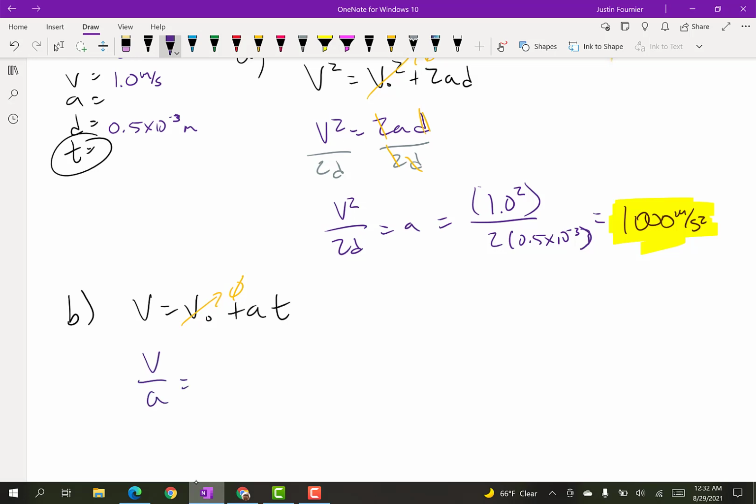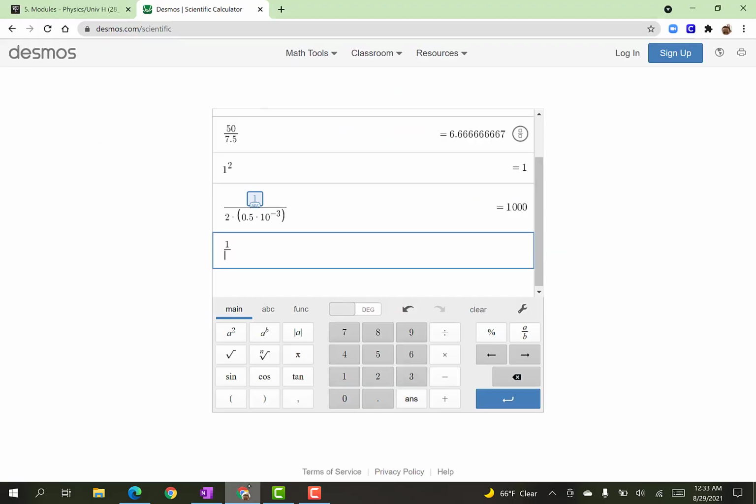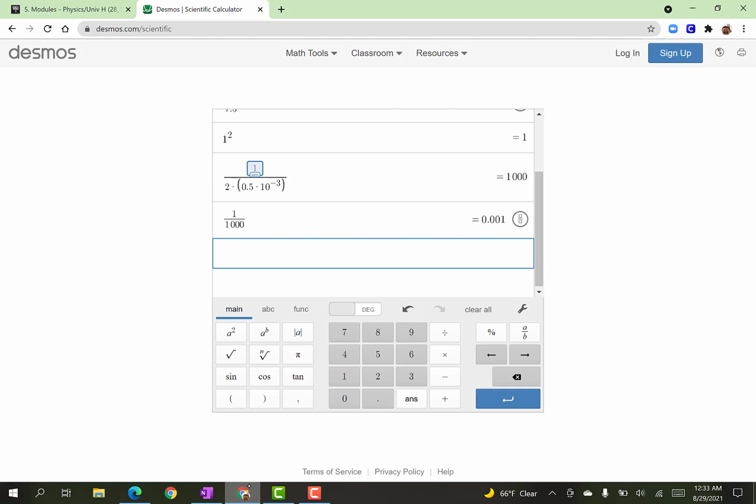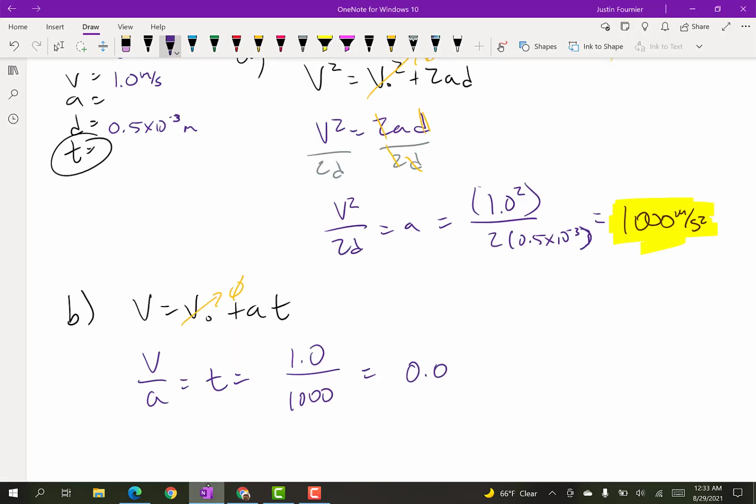So I get the velocity divided by the acceleration is going to give me the time. Final velocity is 1.0. The acceleration I just found is 1,000. So the time then is going to be 1 divided by 1,000. It's going to be 0.001 seconds. Nailed it.